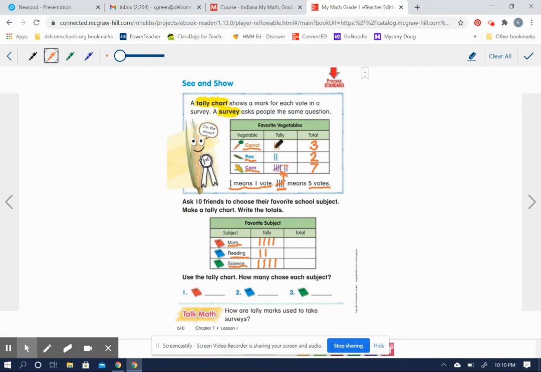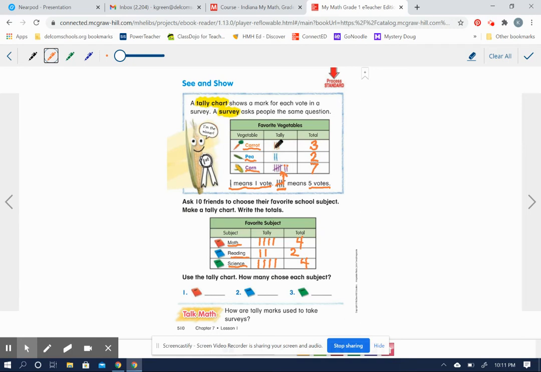4 people said that they liked science. Okay, so then we can write our totals. Okay, 1, 2, 3, 4 tally marks for math and 2 tally marks for reading. Oh, that's a terrible 2. Let me see if I can fix that. Okay, 2. There we go. That's better. And 4 people said they liked science. Okay, now we have some questions.